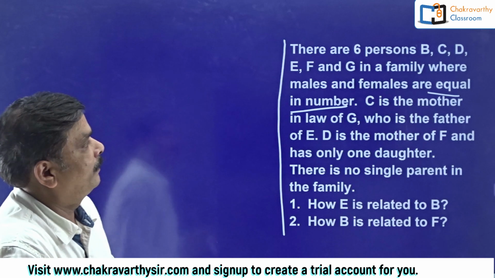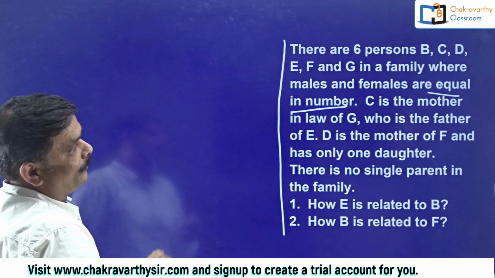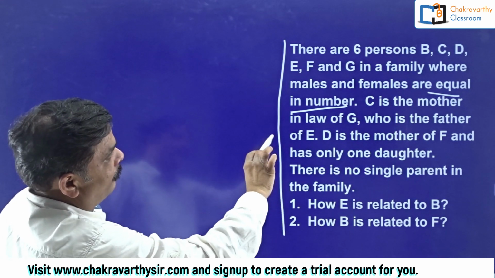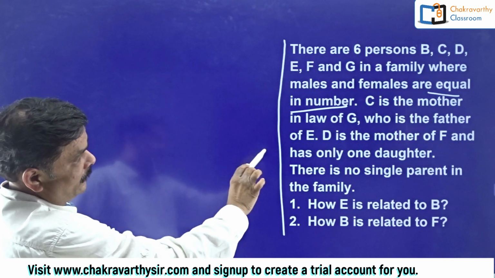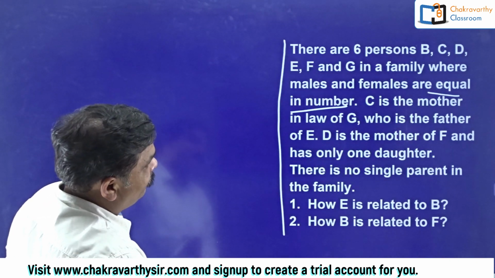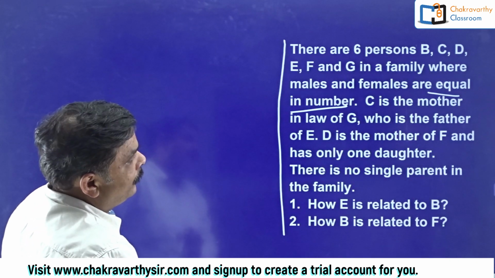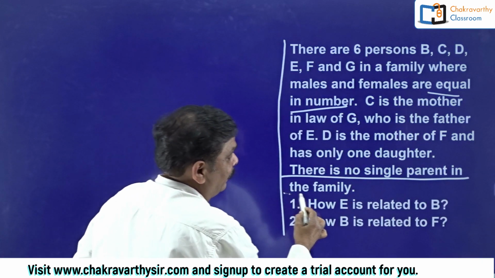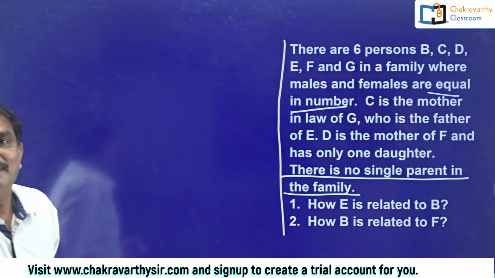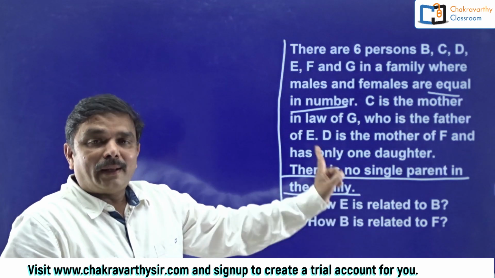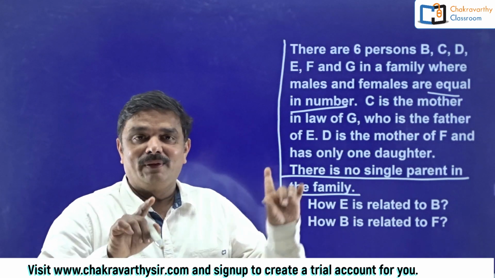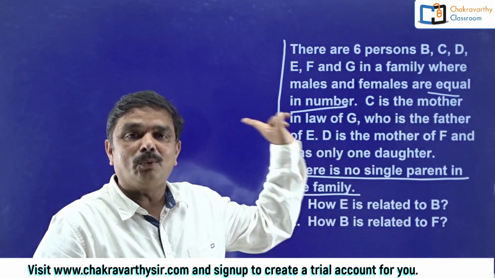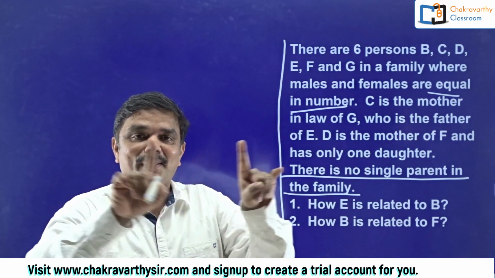Now further, they have given C is the mother-in-law of G, who is the father of E. Simple. Next, D is the mother of F and has only one daughter. There is no single parent in the family. Very important. I have just given the definition of what it is and how it should be shown on the chart while drawing the family chart.